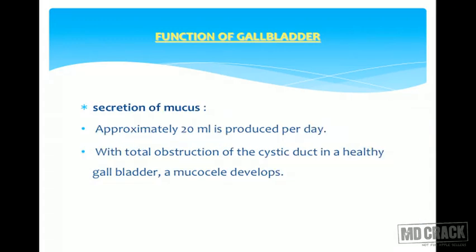Gallbladder also serves to secrete mucus. Approximately 20 ml is produced per day. With total obstruction of cystic duct in a healthy gallbladder, mucocele develops because this mucus which is secreted gets accumulated in the gallbladder.